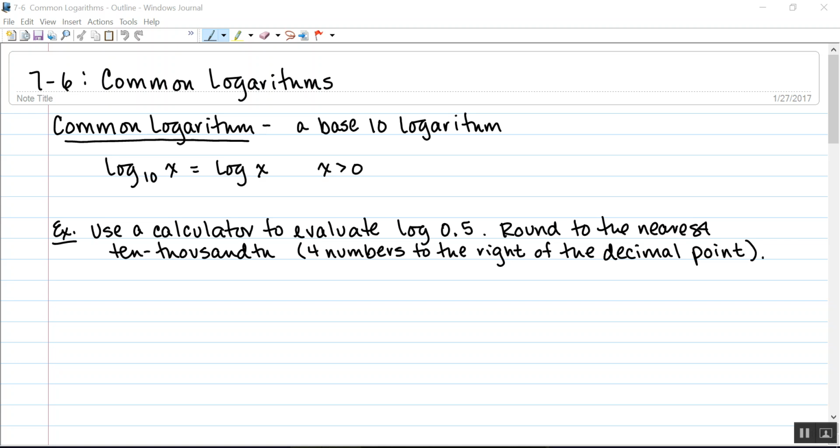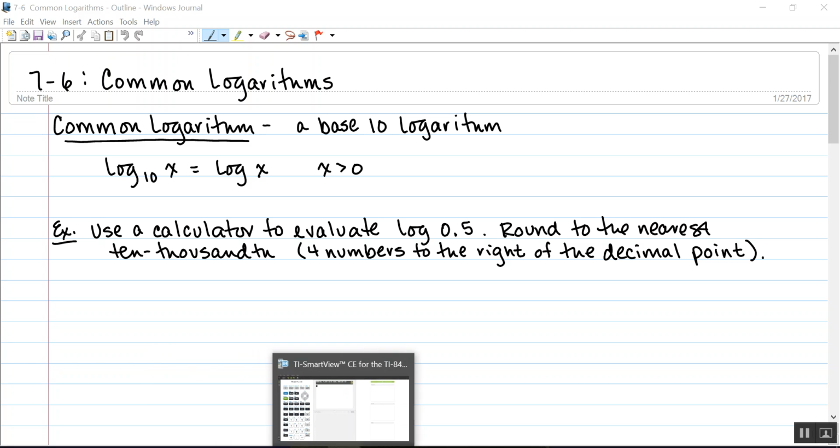So first example, well, actually this is really cool. Because these are common logs, there's a log button on your calculator that we can use to evaluate certain values. The first one says use a calculator to evaluate log of 0.5, a base 10 log, rounded to the nearest 10,000ths, and that is 4 numbers to the right of the decimal point. So let me show you here on the calculator how we're going to do that.